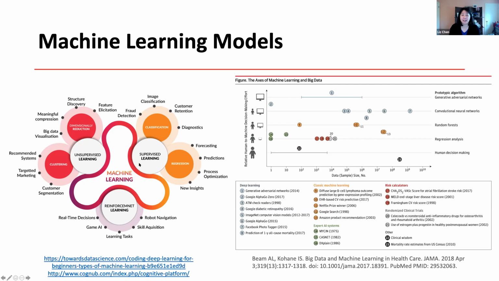And then on the right-hand side, supervised learning. So things like classification. Can we anticipate that someone may be at risk for getting diagnosed with asthma just because of certain information that we've seen in their EHRs over time?